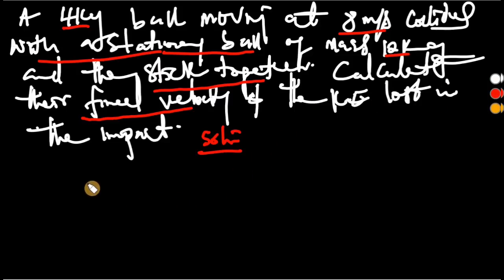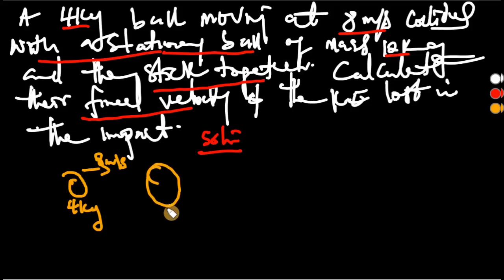So let us draw the ball. Which one is more massive? This is more massive. So this is one of the balls. This is the 4 kg ball, moving with a velocity of 8 meters per second, and it collides with this ball that is 12 kg, and they stick together.